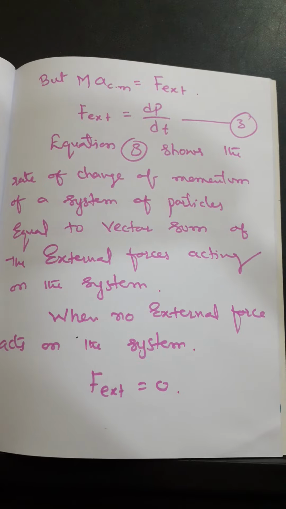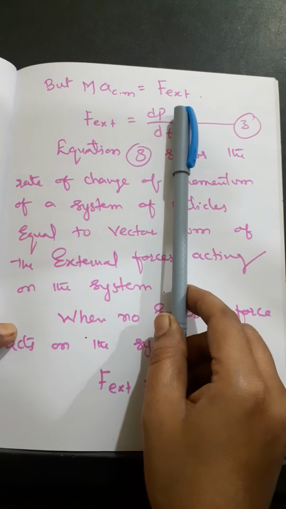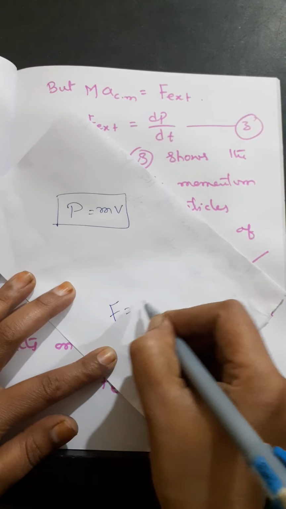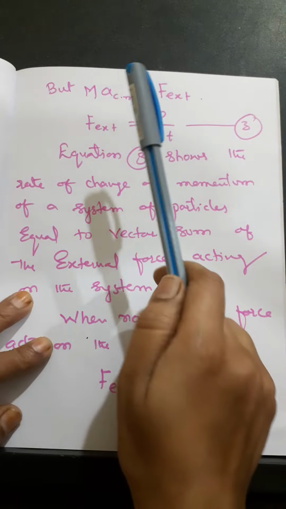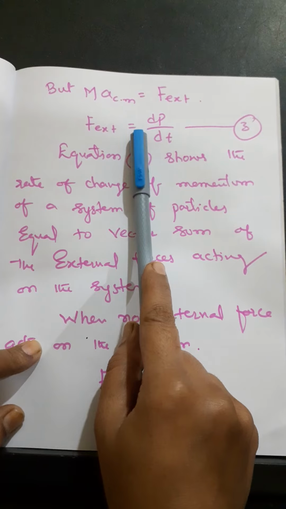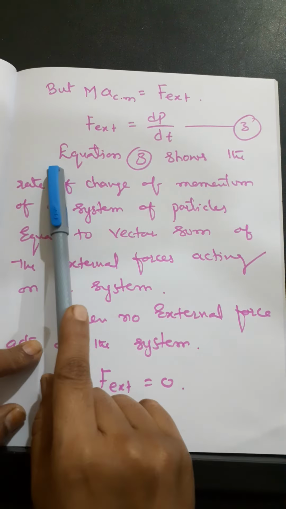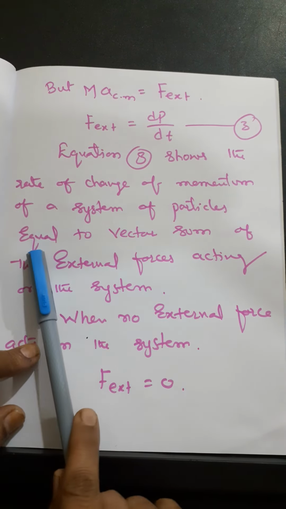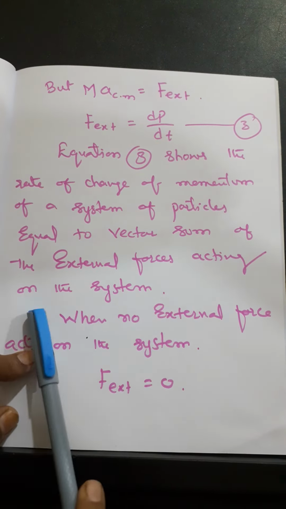Now, according to Newton's second law, F = ma, force is the product of mass and acceleration. So M ACM = F external, and F external can also be written as dP/dt. Let us take this as equation number 3. Equation 3 shows that the rate of change of momentum of a system of particles is equal to the vector sum of external forces acting on the system.